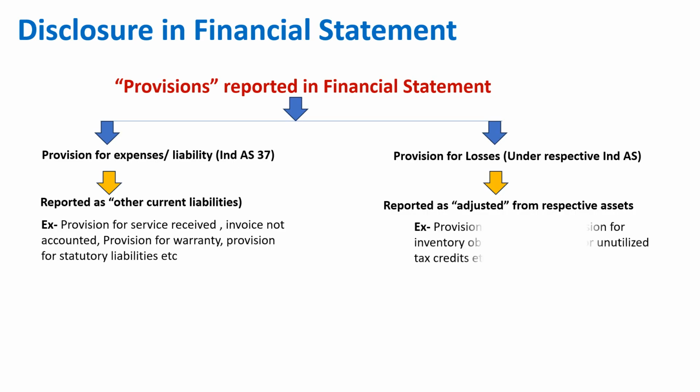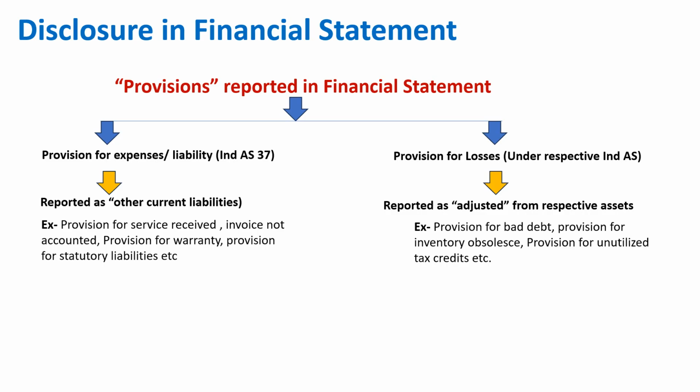So what are examples of provision for losses? Provision for bad debt, provision for inventory obsolescence, provision for unutilized tax credit. All these items you are not going to show as current liability. They will be shown as an adjusted amount from the asset. So under trade receivables, you will see less provision for bad debt. If you have inventory in your financial statement, the obsolescence provision will be netted off with the inventory and net inventory will be reported. It is not that the provision for inventory will be shown as a current liability.